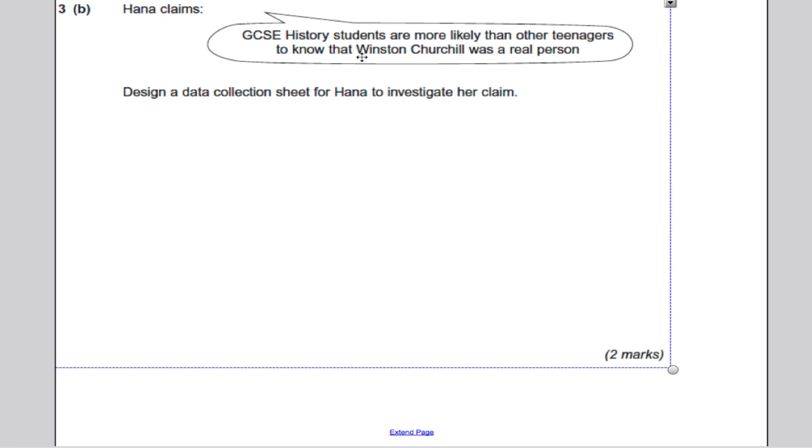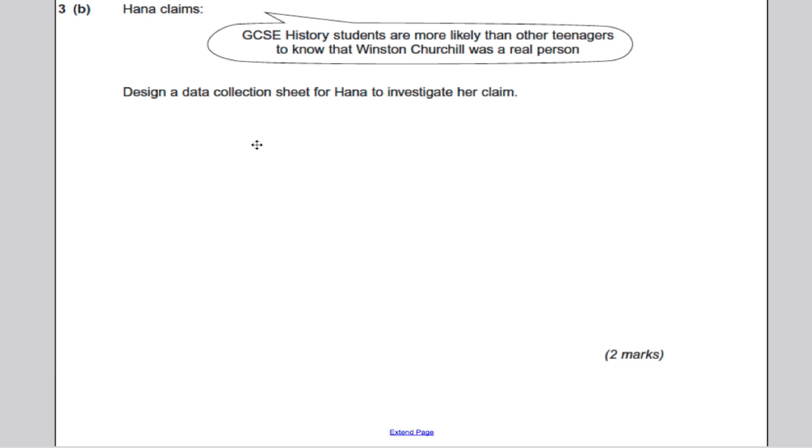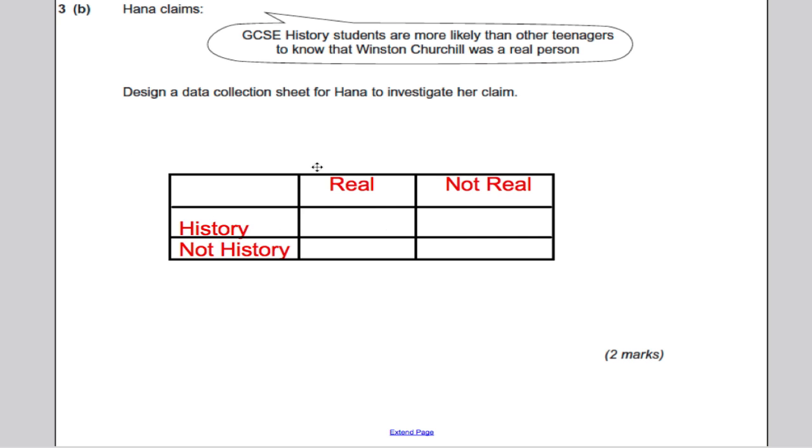Okay, Hannah claims GCSE history students are more likely than other teenagers to know that Winston Churchill was a real person. Design a data collection sheet for Hannah to investigate her claim. So what we're going to need is some sort of two-way table with history students and non-history students, and then real and not real. So some sort of two-way table like this will get you your 2 marks.